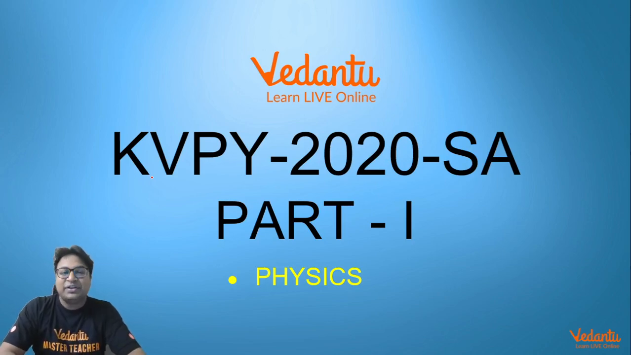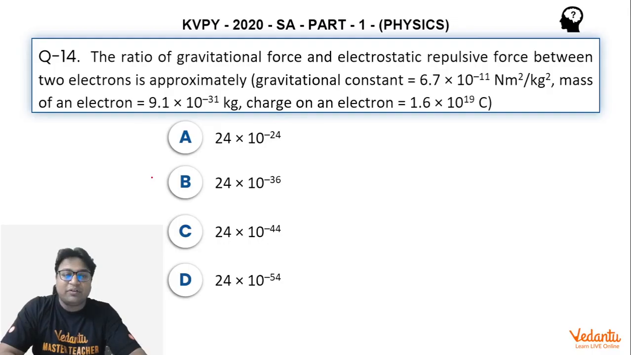Hello students, we are solving the KVPY 2020 SA paper physics section, and we are presently at Part 1. So we are looking at the 14th question of physics, which is question number 29 of the paper. So, a very simple, straightforward question.